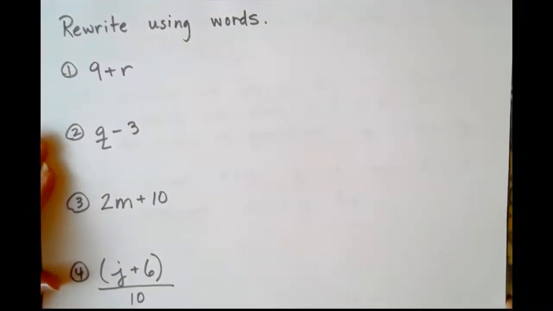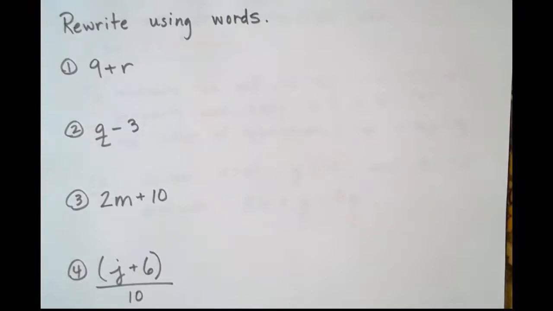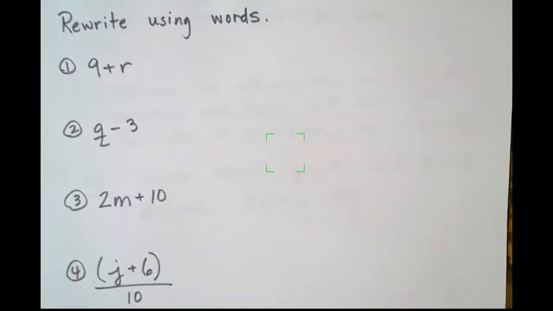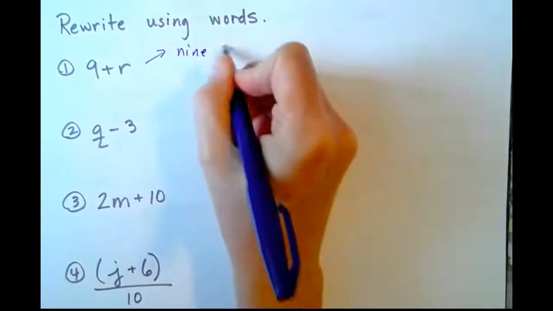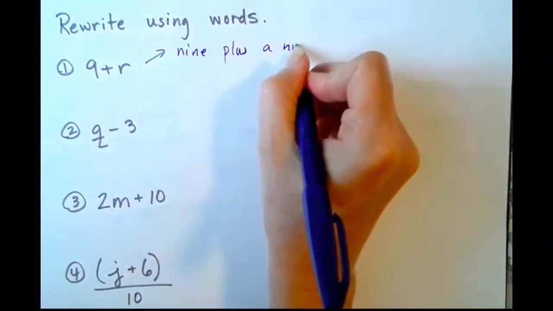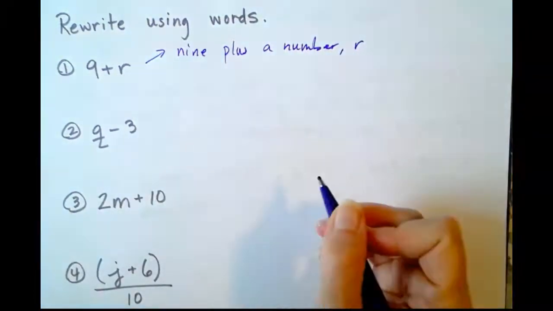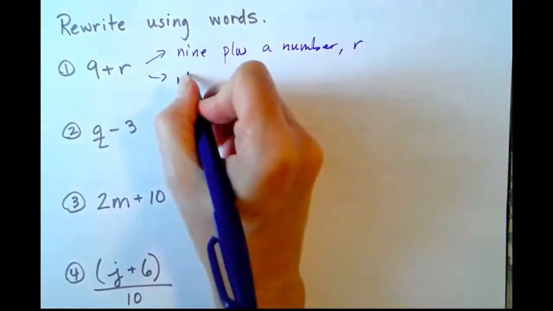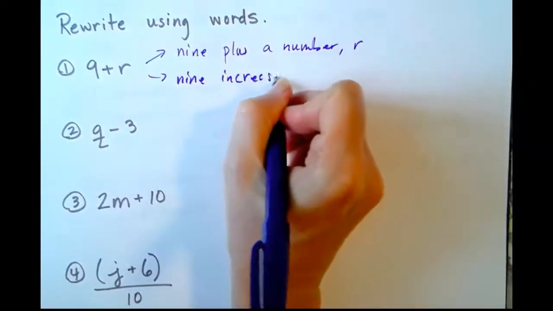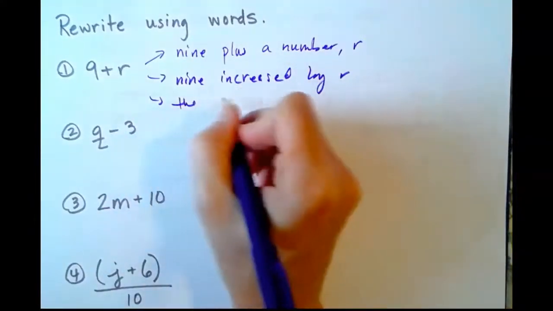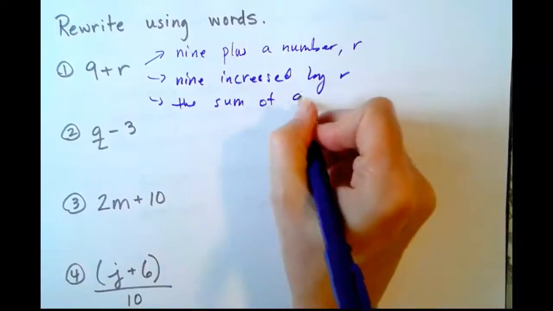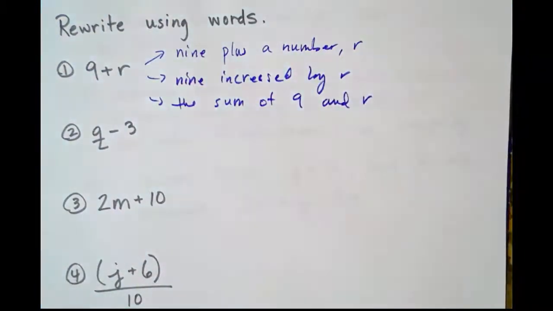So, got 4 problems here. Let's rewrite these using words. And obviously, these can be done many, many ways, so we're just going to do a couple. So, we could say this is simply 9 plus a number r. Or we could say 9 increased by r. Or we could say the sum of 9 and r. So there's 3 ways to write 9 plus r.